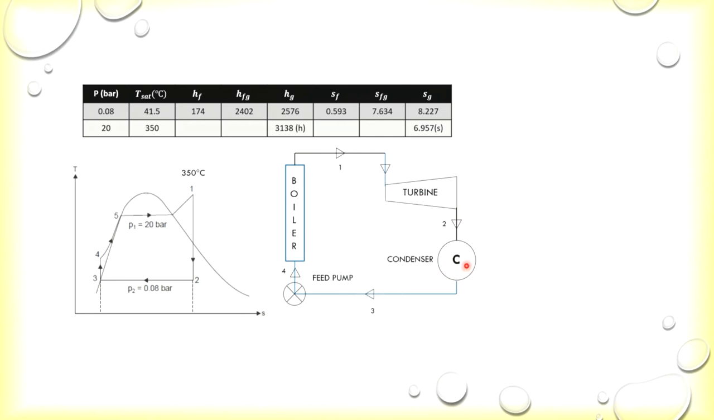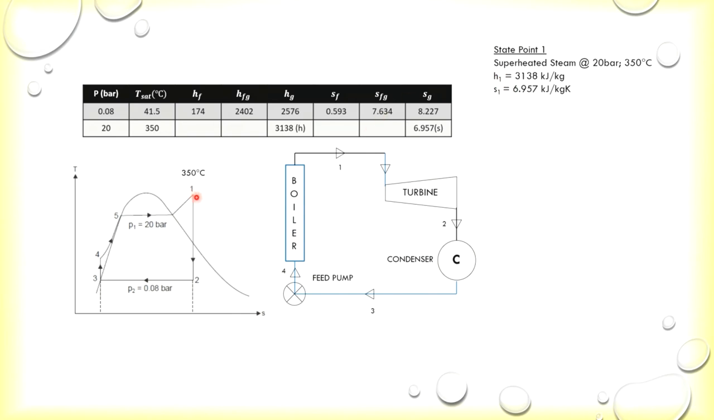Your schematic, this is your condenser. State point 1, that's okay. Straight away, we can take that. H1 here is equal to this enthalpy from the table. Based on the pressure of 20 bar and 350 degrees C, you have the enthalpy H. You don't write it as Hg, because G stands for dry saturated, but this is superheated. So 3138 kilojoules per kg, and the entropy is 6.957. This is what we need at state point 1.